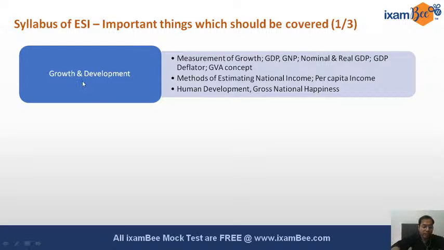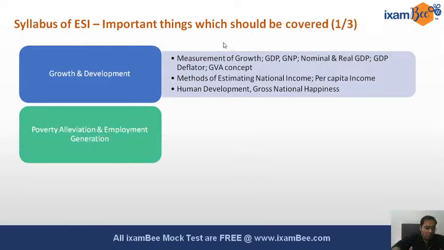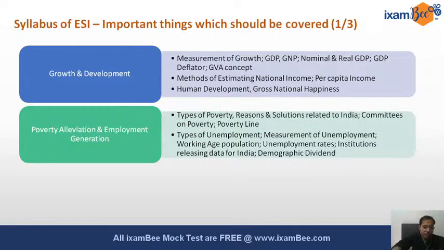So this list is not exhaustive but merely indicative. While reading through this, make sure that you're not missing these topics at least. So poverty alleviation and employment generation: types of poverty, reasons and solutions related to India, committees on poverty, be it the Tendulkar committee or the Rangarajan committee, what is the poverty line as per India, what are the types of employment, measures of unemployment, the calculation of working age population, how do we calculate the unemployment rates, the institutions releasing data for India in terms of poverty and unemployment, and what do you mean by demographic dividend. These are very important topics which ideally you should cover.